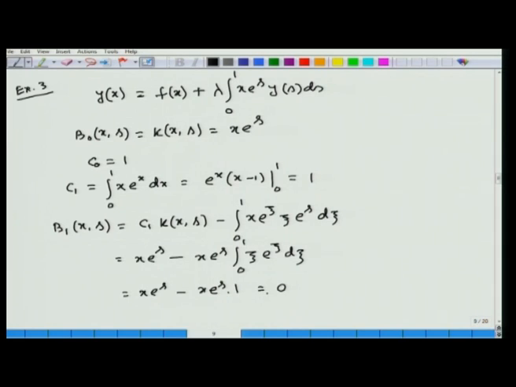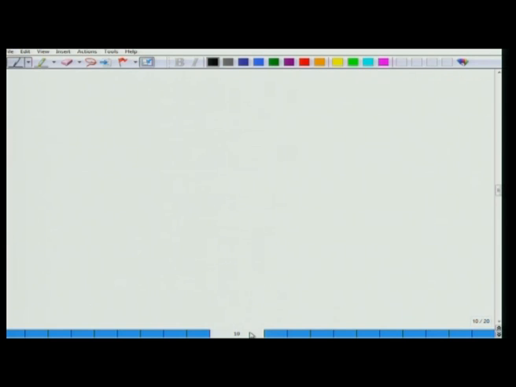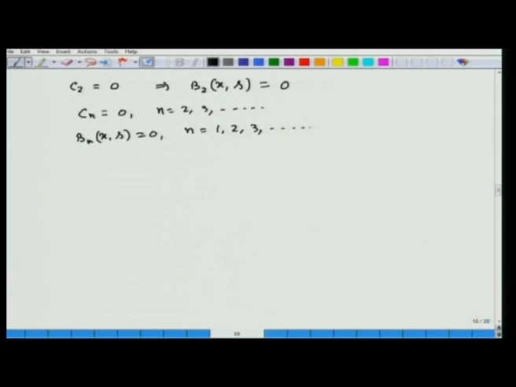So, b1(x, s) is equal to 0, and therefore, c2 is equal to 0, and c2 equal to 0 implies b2(x, s) is also equal to 0. Therefore, we can write cn equal to 0 for n equal to 2, 3 and so on, and bn(x, s) equal to 0 for n equal to 1, 2, 3 and so on.